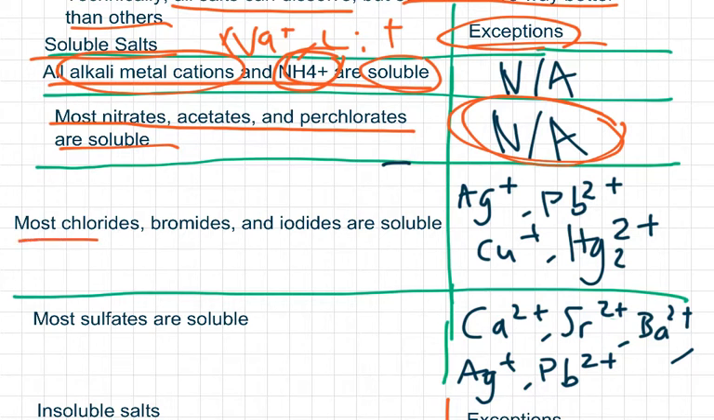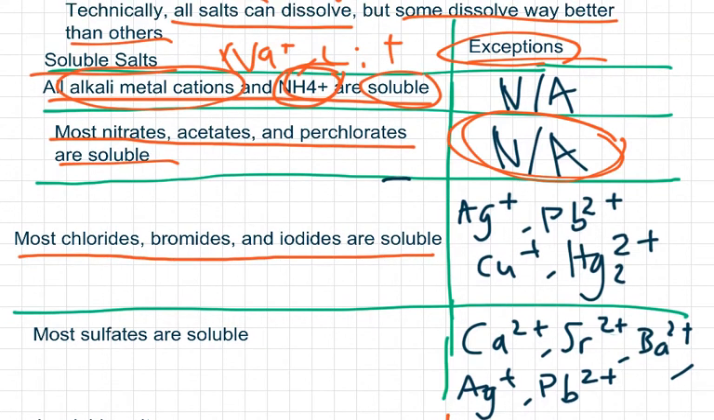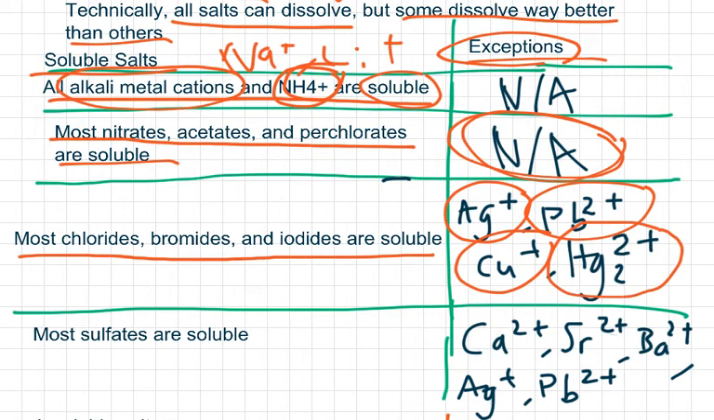Now, most chlorides, bromides, and iodides are soluble. The exceptions, well, if it has an Ag+, a Pb2+, a Cu+, or an Hg2 2+. If these ions are paired up with a chloride, bromide, or iodide, then they will be insoluble.